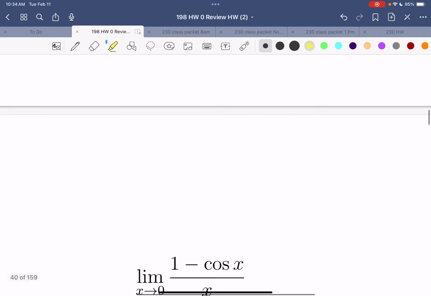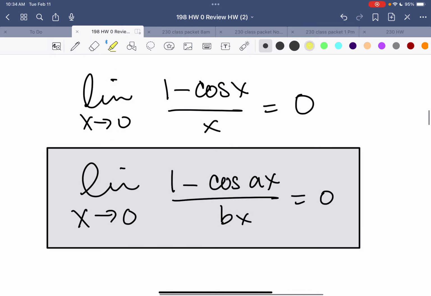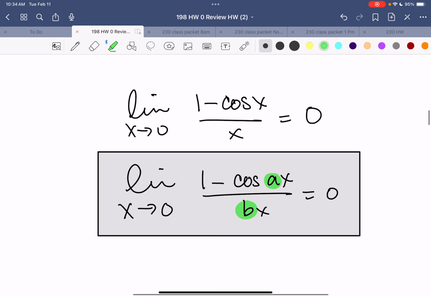And then we also did the work to show that if you have 1 minus cosine x over x, the limit as x goes to 0 is actually 0. And that doesn't matter whether there are coefficients to x or not. So even if I put the ax and the bx in there, here and here, it still comes out to be 0, no matter what those numbers are, okay? And we're going to be able to use those. So we worked hard in the first lecture video to establish those, and now we just get to use those.